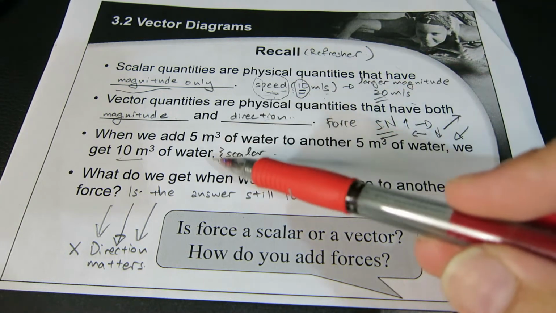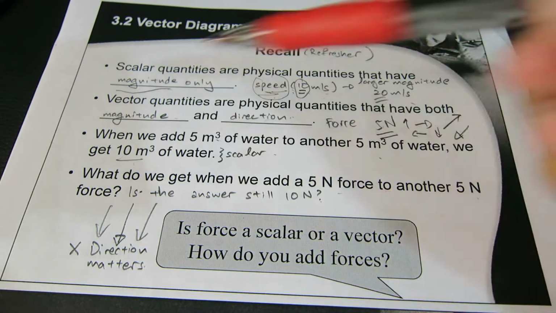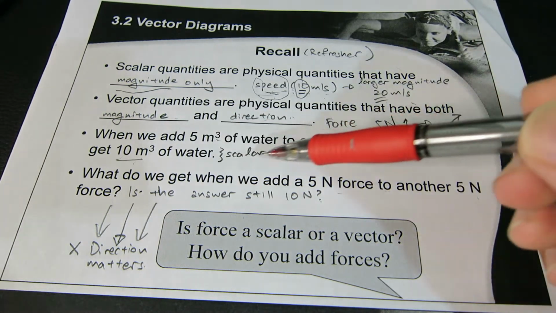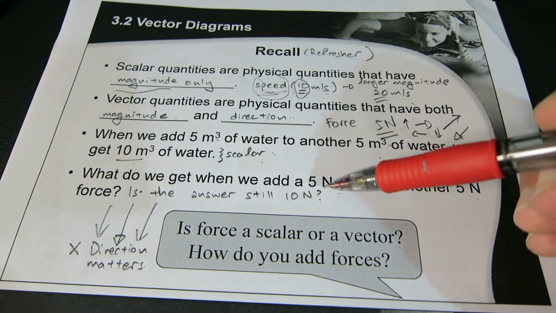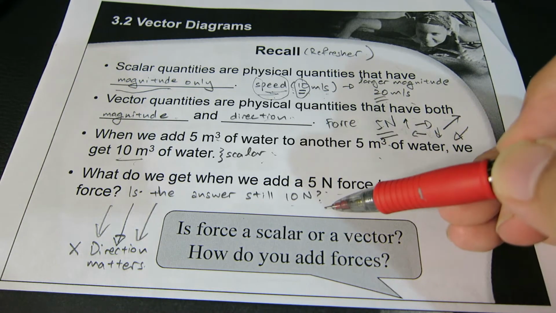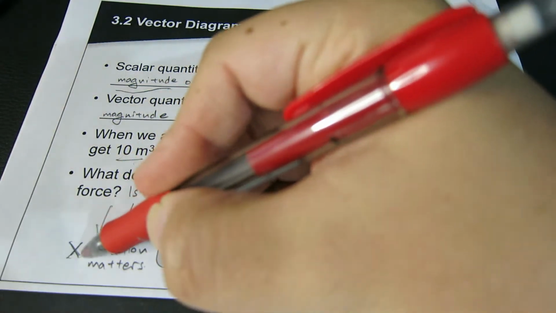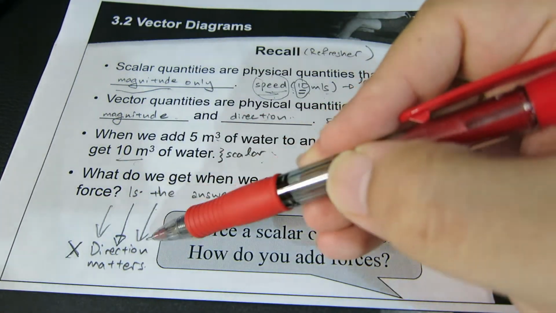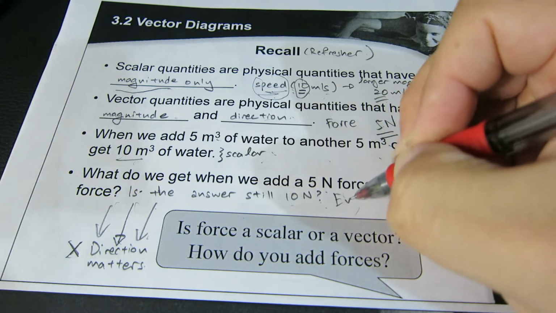Alright? When we add 5 meter cube of water to 5 meter cube of water, easy, the answer is 10 meter cube, just 5 plus 5, because they are scalars, we only need to add them. But when we add a 5 Newton force to another 5 Newton force, is the answer still 10 Newtons? The answer is that is not always true, because the direction of the force plays a big part in your end result of the two forces.